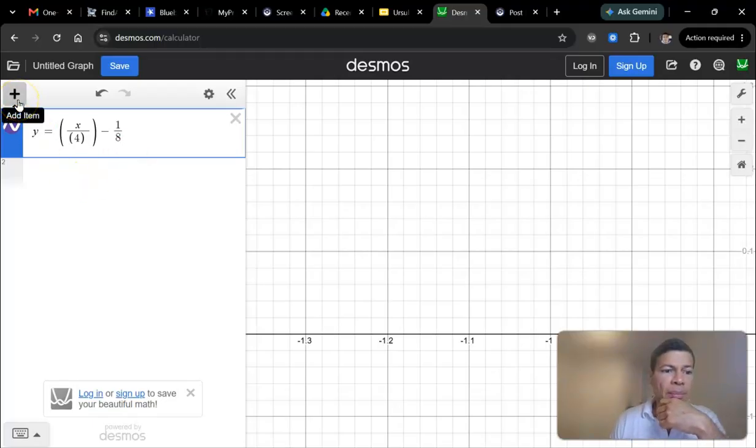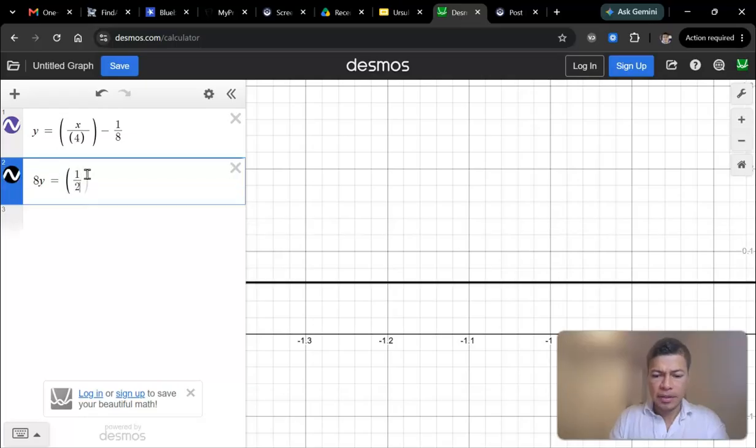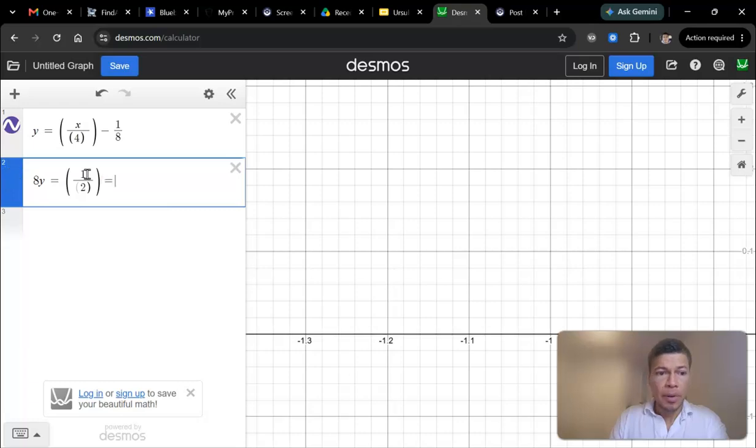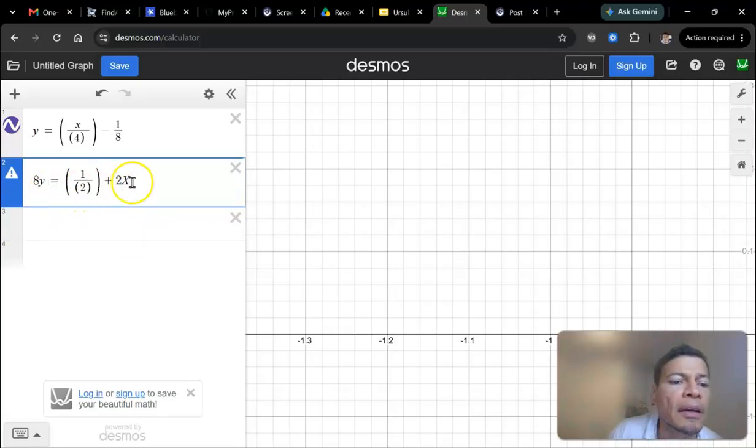Then I'm going to hit the plus sign, hit expression, and put my second expression, which was 8y equals 1/2, which I'm going to put in parentheses to make sure the parentheses is only for the half, plus 2x. I'm going to hit enter, and let Desmos graph the functions.